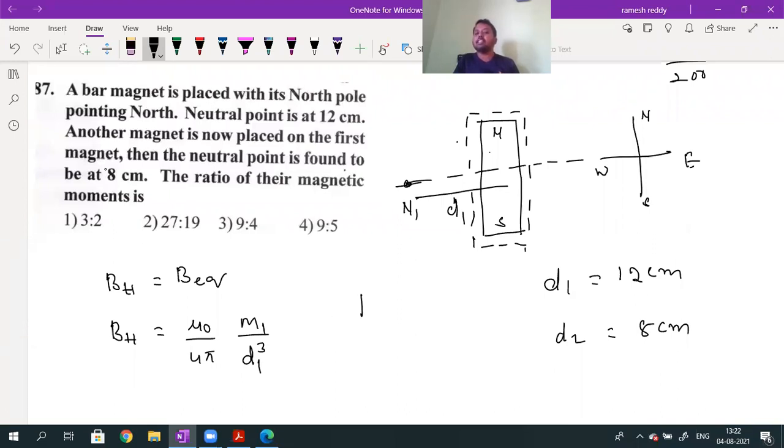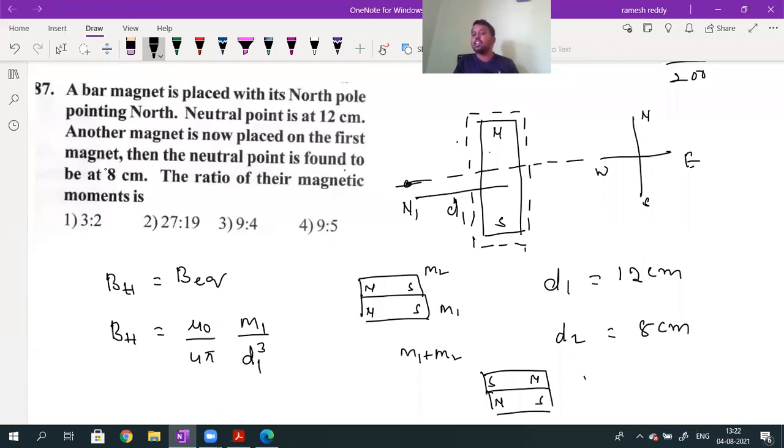Whenever two bar magnets are placed one over another, if this is the North Pole and this is the South Pole, and the North Pole is placed over the North Pole, the first having magnetic moment M1 and the second M2, the resultant magnetic moment is M1 plus M2. When like poles are together, the resultant is M1 plus M2. When unlike poles are together, North Pole over South Pole, the resultant magnetic moment is M1 minus M2.